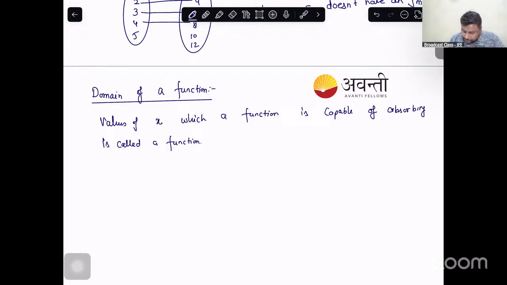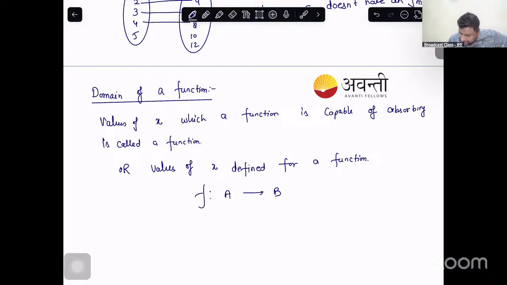Or the values of x defined for a function. Like if I write function f defined from A to B, this entire set A is what we call the domain. And here this entire set B, this is what we call the codomain.